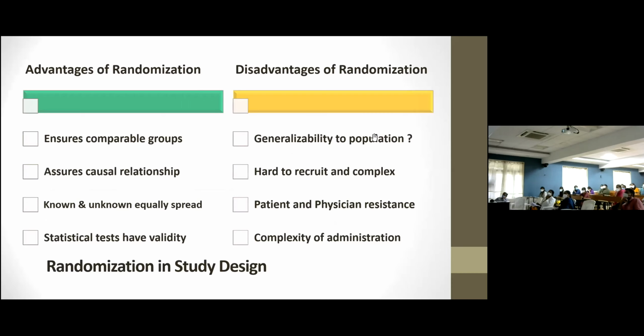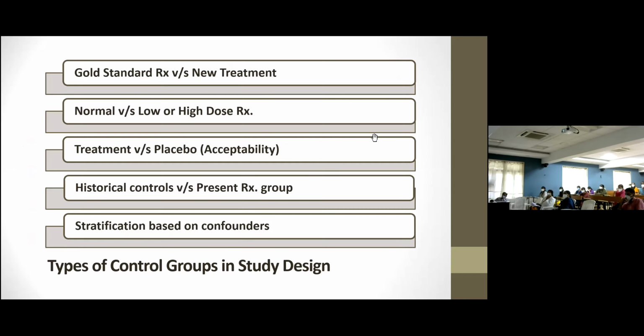The advantages of randomization are that it ensures comparable groups, ensures the cause-effect relationship, and spreads known and unknown factors equally. Statistical tests have full validity and generalizability is greater. But it is hard to recruit and complex, and of course there will be patient and physician resistance. Suppose I tell my patient I want to randomly give you plasma or no plasma. He will say, no sir, I have read in a paper that plasma is going to work, why are you putting me in the placebo group? He may not agree to randomization. So we have to be ethical and consider those things. Complexity also arises sometimes.